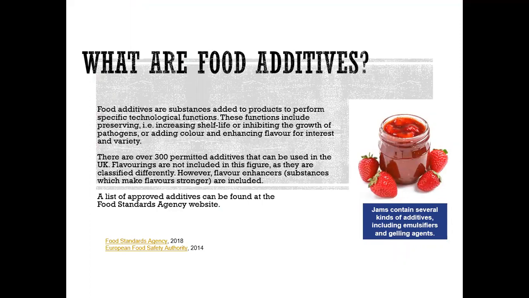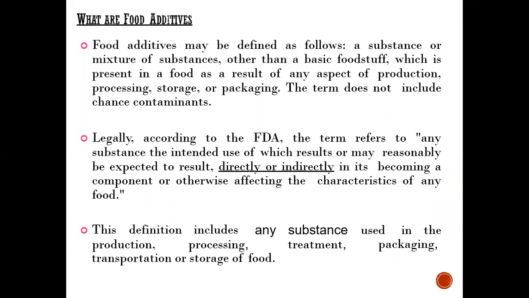Food additives are substances that are added to products to perform specific functions. These functions include preservation, that is increasing shelf life or inhibiting the growth of microorganisms, adding color, enhancing flavor, etc. There are over 300 permitted additives that can be used in different countries. There are different types of food additives.